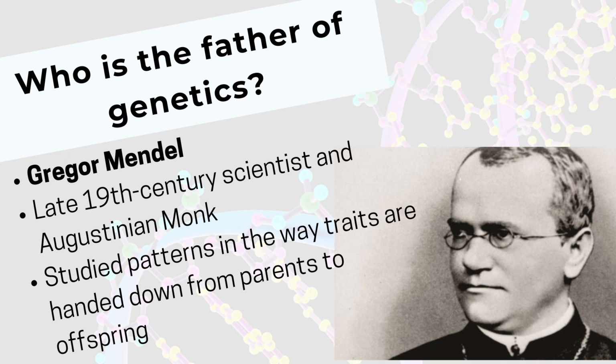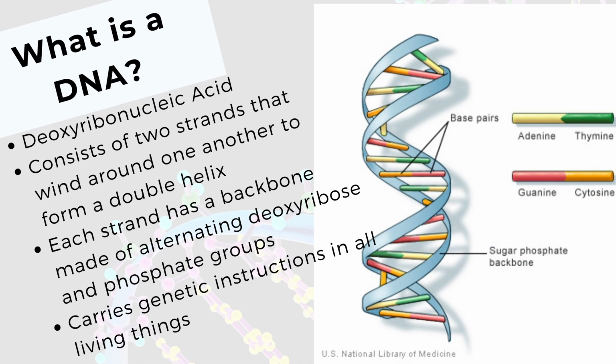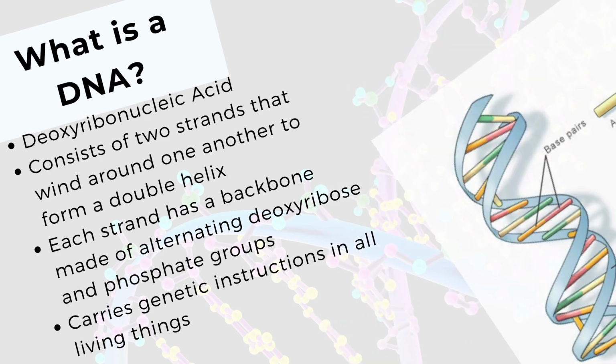Due to the advancements in the study of heredity, several things were discovered. This includes DNA. What is DNA? It's deoxyribonucleic acid, a chemical name for the molecule that carries genetic instructions in all living things. The DNA molecule consists of two strands that wind around one another to form a shape known as a double helix. Each strand has a backbone made of alternating sugar and phosphate groups. DNA carries the genetic instruction in all living things.